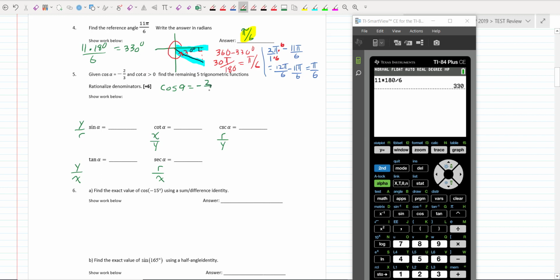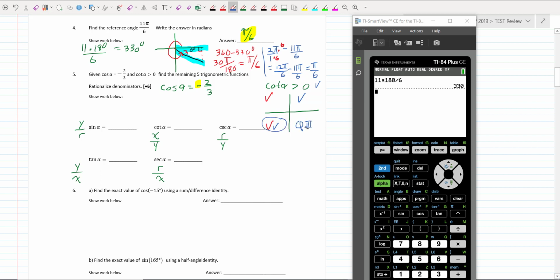What we're going to do is figure out x, y, and r on these problems. You're also given that the cotangent of this angle theta is positive. To figure out what quadrant you're in, the cosine is negative, and the cosine is negative in quadrants 2 and 3. The cotangent is positive in quadrants 1 and 3. So you would end up being in quadrant 3.